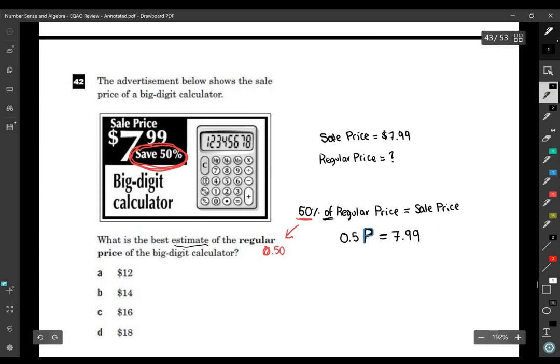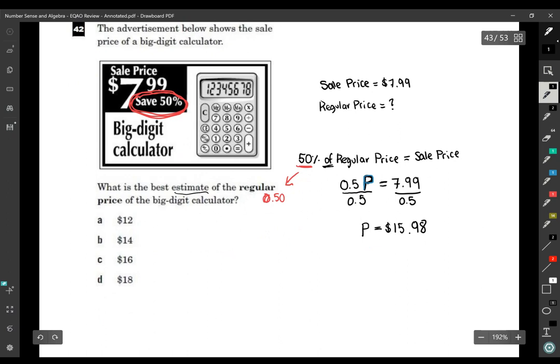So what we have to do is isolate P like we always do. So divide P by 0.5 and divide the other side by 0.5 as well. And we're going to get P is equal to $15.98. Okay, so which is the best estimate? Well, this number is very, very close to 16. We're going to select 16 as the correct answer.